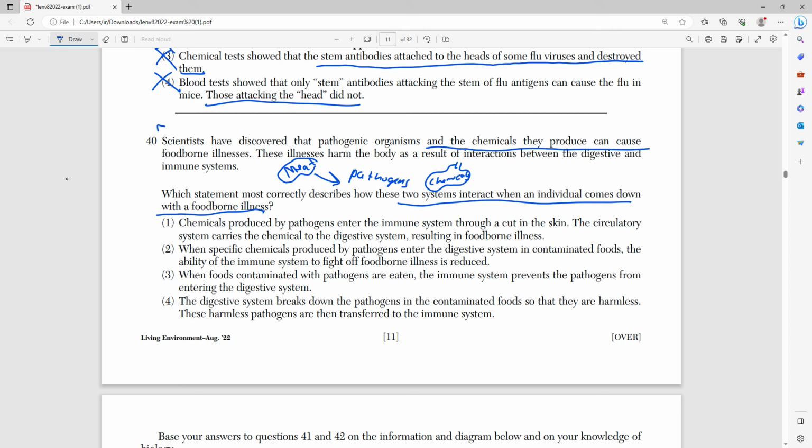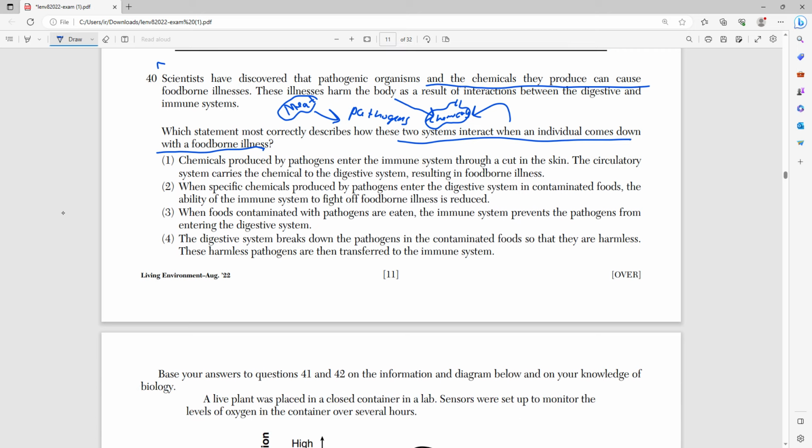Right, the chemicals that they produce made my digestive system upset. It made my stomach churn more, and it also made my immune system activate in my stomach, right? So, which correctly describes how the systems interact? That's what they're asking us. So, number 1, chemicals produced by pathogens enter the immune system through a cut in the skin.